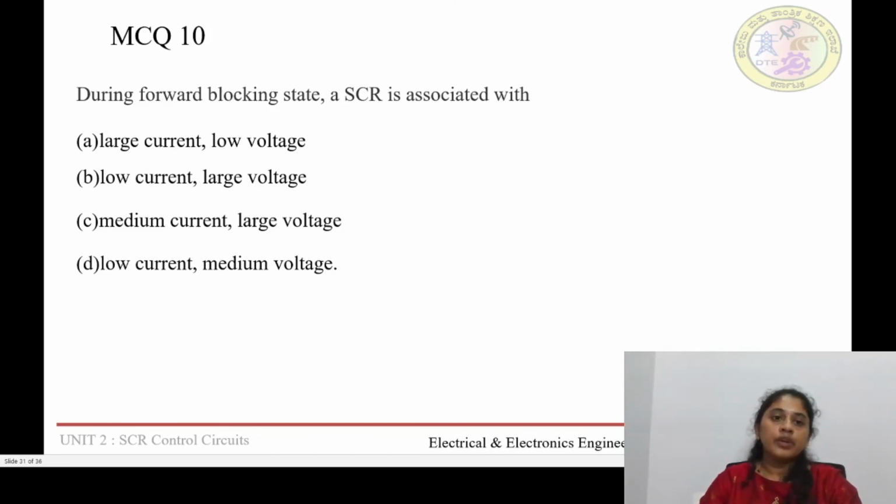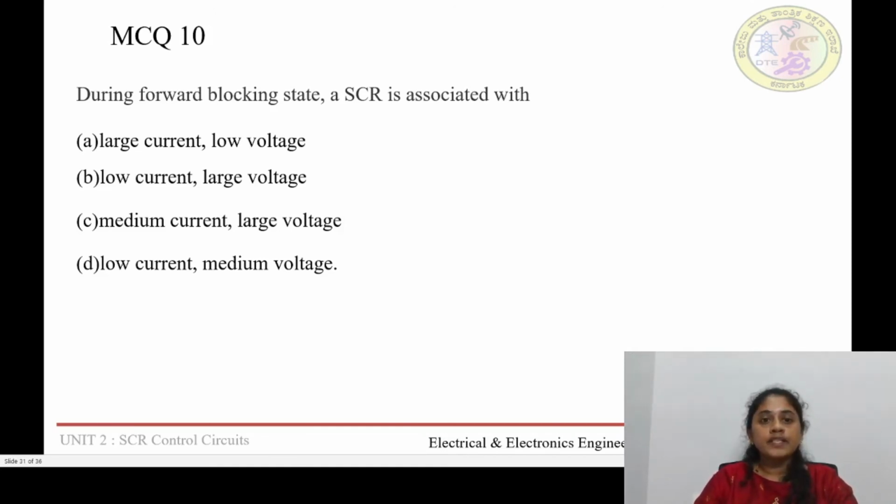Next question, during forward blocking state, a SCR is associated with option A, large current, lower voltage; option B, low current, large voltage; option C, medium current, large voltage; and option D, low current, medium voltage. Before going to the answer, first look at the question please.